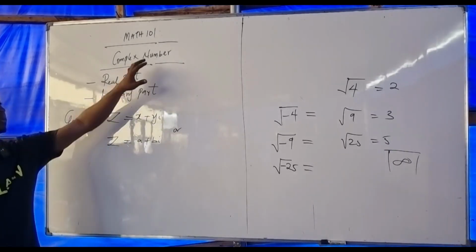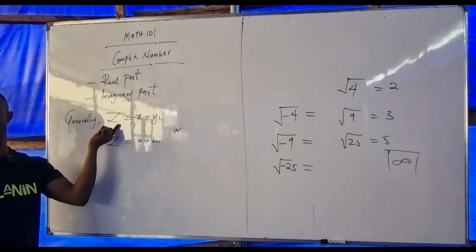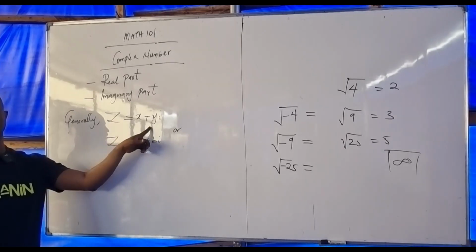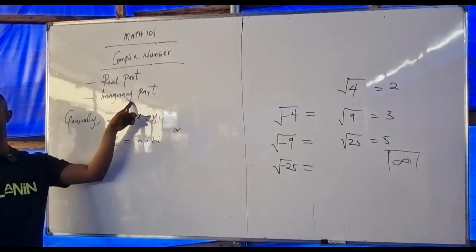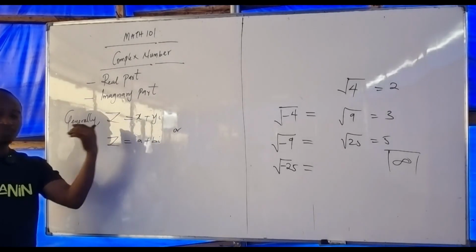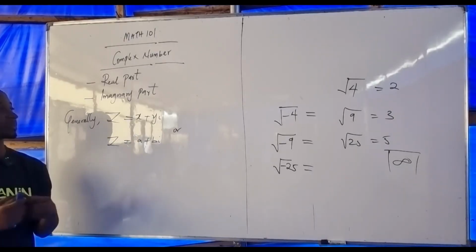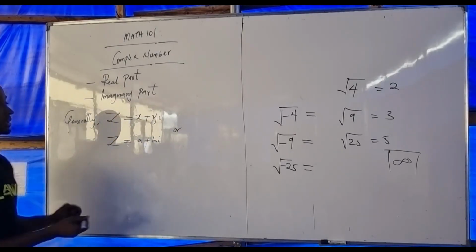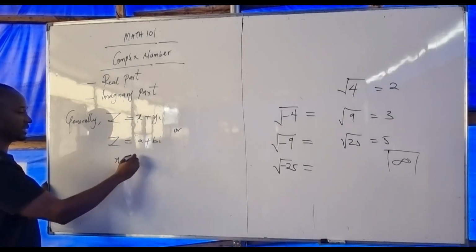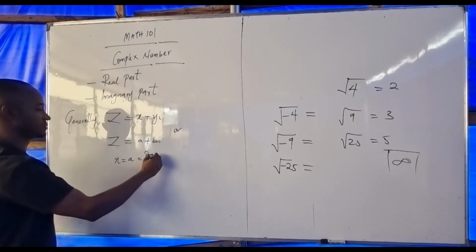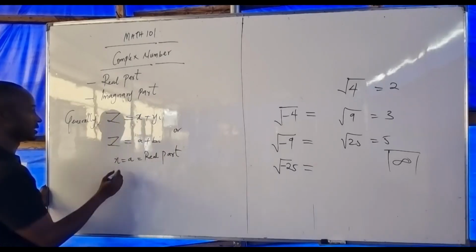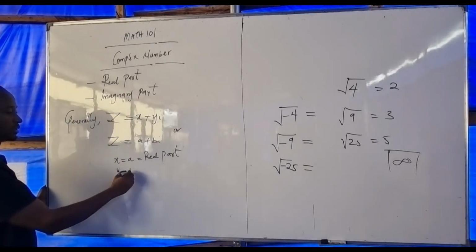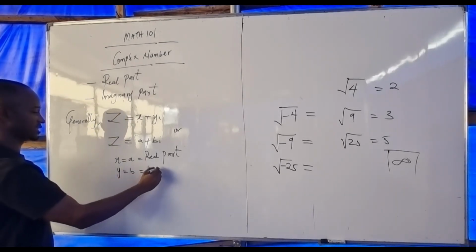The symbol for a complex number is z. x represents the real part of a complex number. What's y representing? The imaginary part of a complex number. They have two major parts combined together: the real part and the imaginary part. So we are saying that x equals a equals the real part, and y equals b equals the imaginary part.